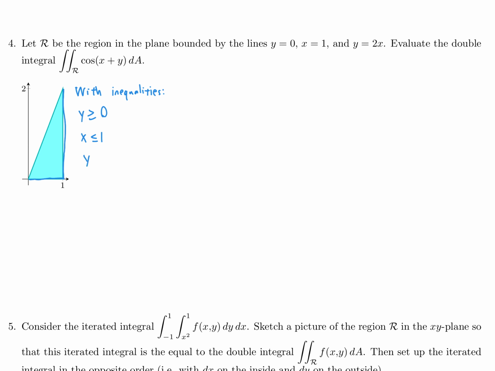And then finally, for the other edge, I can say y is less than or equal to 2x. We saw that it's bounded by the line y equals 2x, and since we're below that line, that's why y is less than or equal to 2x. So once again, we know how to think about this. We can imagine that cosine of x plus y is some kind of density function per unit area, and R is the region, and then this double integral represents slicing, approximating on each slice, adding up the results, and taking a limit.